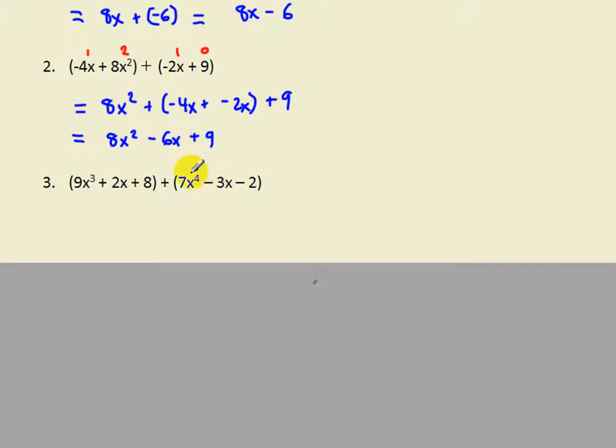a trinomial here, 7x to the 4th minus 3x minus 2. And by the way, I could mention here, you might be asked in some problems to identify a polynomial by number and degree. So by number we mean how many terms. This is a trinomial of degree 3, and in our second case we have a trinomial again, but now of degree 4 because we have an exponent of 4. So our greatest degree here is 4.